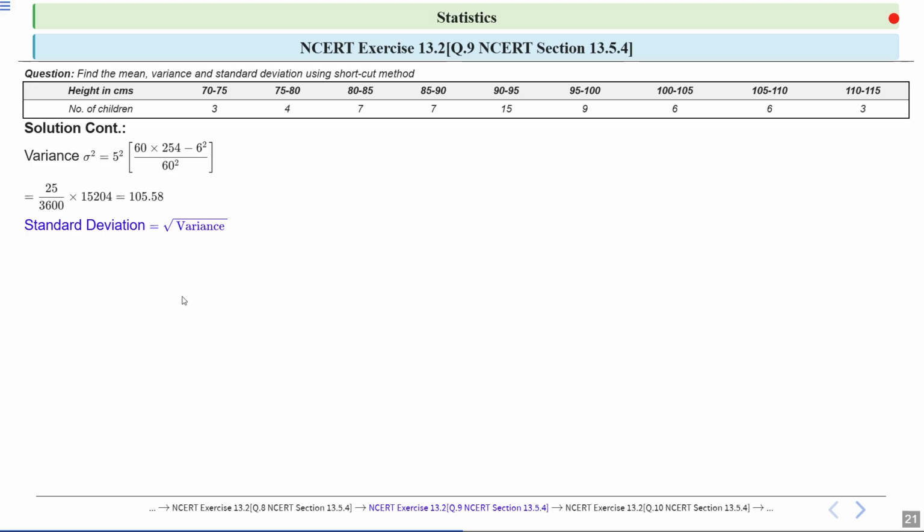Now standard deviation is the square root of variance. So sigma equals square root of 105.58, which is equal to 10.27. So I hope this question is clear to all of you. So now let's move to the next question.